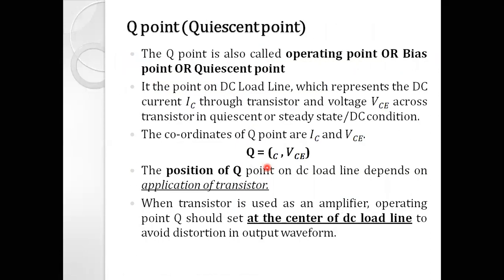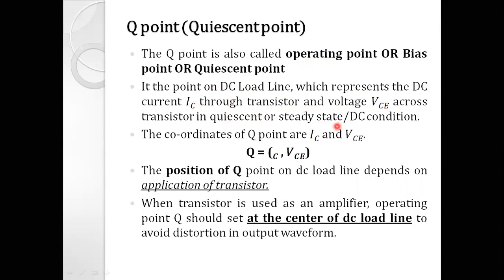Q point. It is also referred to as the quiescent point. There are multiple names for this parameter. The first one is the Q point, then the quiescent point, another is the operating point, and the next is the bias point. So the Q point is also called the operating point, bias point, or quiescent point. It is the point on the DC load line which represents the DC current IC through the transistor and the voltage VCE across the transistor in steady state condition.